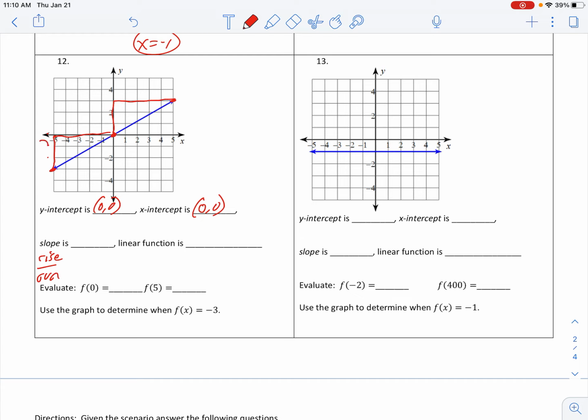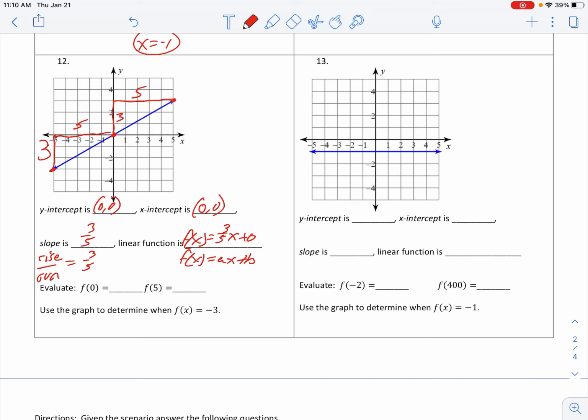So how much did you go up? 1, 2, 3. How much did you run? 1, 2, 3, 4, 5. So I went up 3, and I went to the right, and going to the right is the positive direction. Again, another 3 and another 5. Rise and run. You now have your linear function. A is the slope, B is the y-intercept.